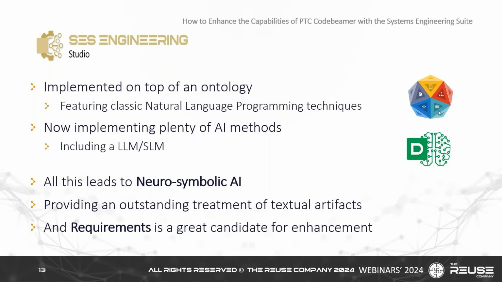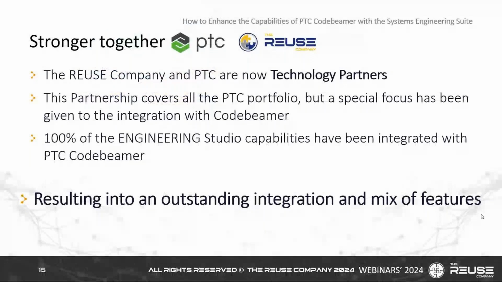So this is what we have built, and this neurosymbolic artificial intelligence is capable of enhancing the number of features offered by other tools, especially for textual artifacts, but also for MBSE artifacts. And of course, requirements is a great candidate for this enhancement. So this is what we are going to see in this joint endeavor that we have signed, PTC and various company technology partners, for a couple of years now.